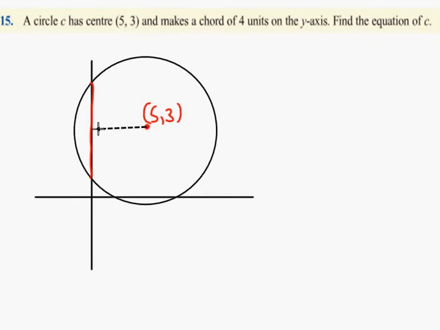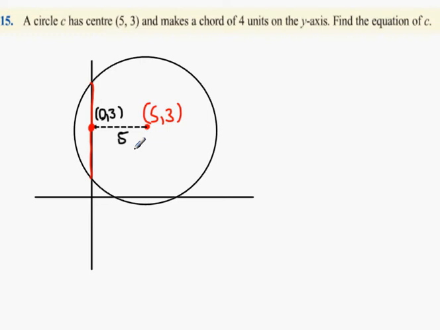Now, the perpendicular line from here to here has to go straight across. And when it hits the y-axis, what is that point? 0, 3. It's 3 above the x-axis. It has to stay at 3 above the x-axis. Now what you've discovered is that this is a length of 5.